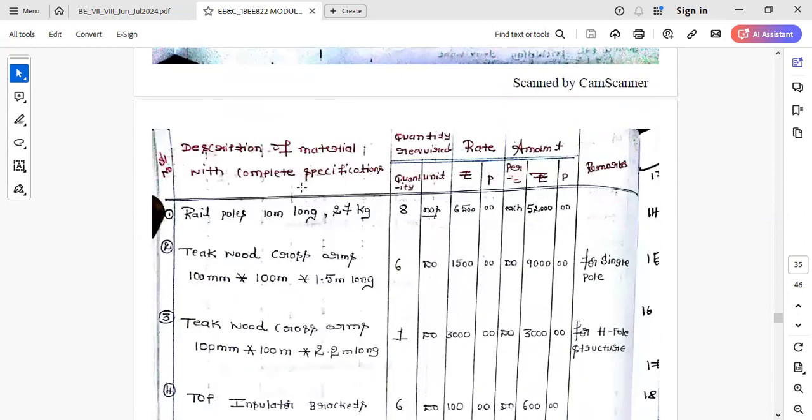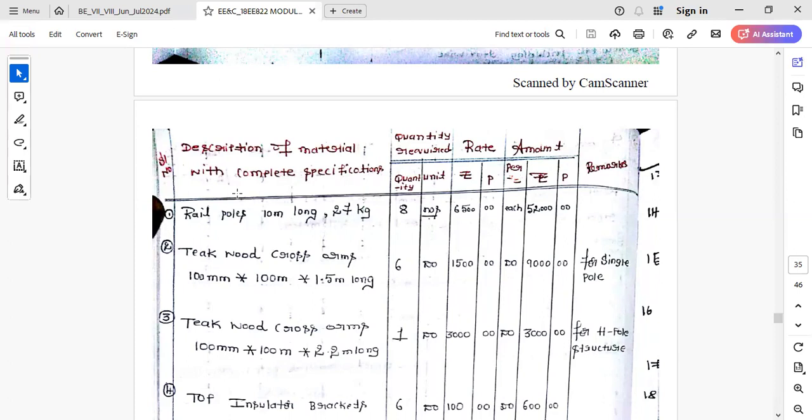Then we come directly to the list of material: serial number, description of the material with complete specification, quantity required, rate, amount, remarks. The first one is rail poles 10 meter long, 27 kg, quantity 8 numbers, rate 6,500 per pole. So 6,500 into 8 is 52,000.